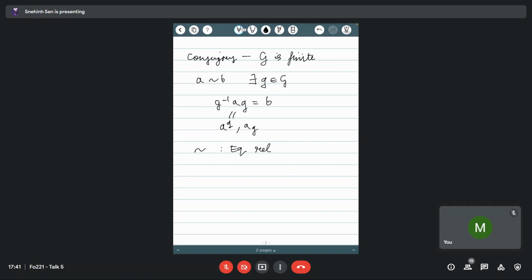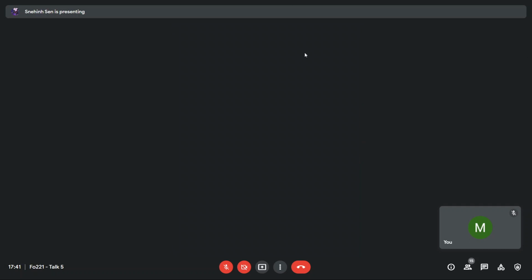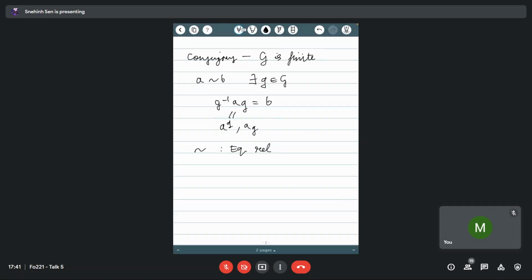So because it's an equivalence relation, you have done some basic set theory. Every equivalence relation gives rise to a partition, which is the set of equivalence classes, and these equivalence classes are called the conjugacy classes. So the classes, equivalence classes, are denoted by G modulo conjugacy, like a quotient symbol. This is basically the conjugacy classes.